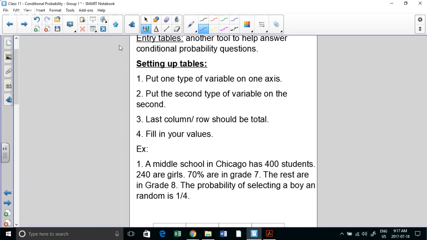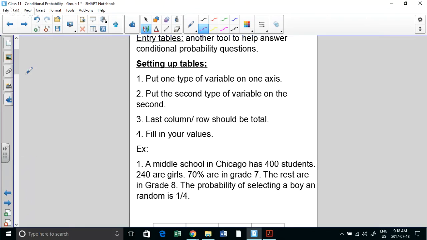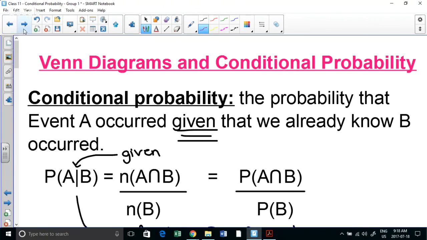So you have two or three different kinds of variables that you'll be looking at. In an entry table, the columns will be one variable and the rows will be another type of variable. And then you end up with the intersection between them. And you'll fill in your numbers. And from there, you'll be able to do the conditional probability calculation. This is the next page over.